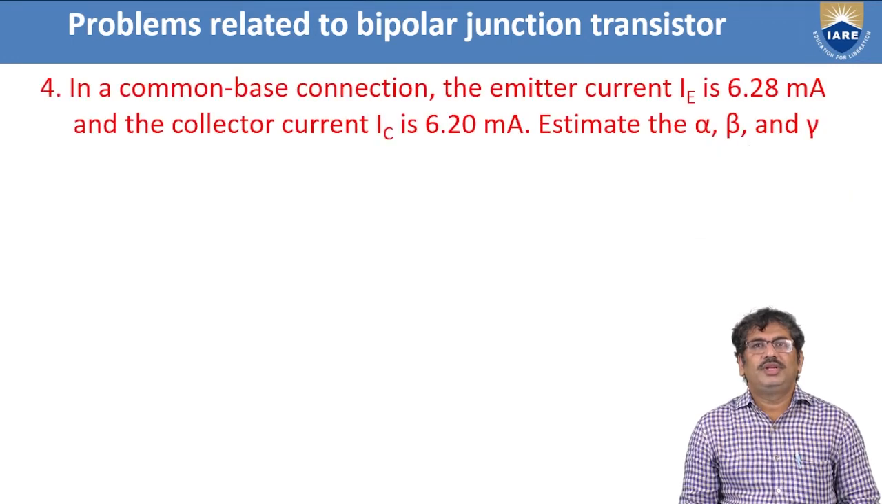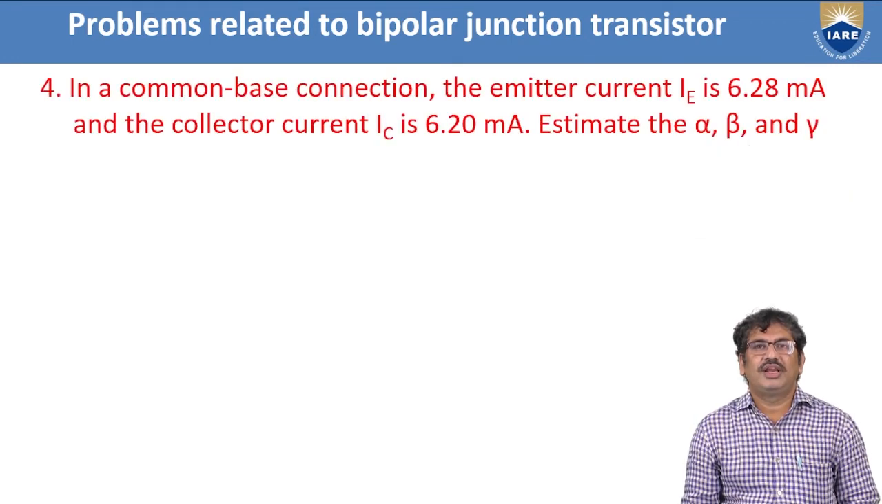The fourth problem is, in a common base connection, the emitter current IE is equivalent to 6.28 milliamperes and the collector current IC is equivalent to 6.20 milliamperes. Estimate the current gains of the transistor alpha, beta and gamma.